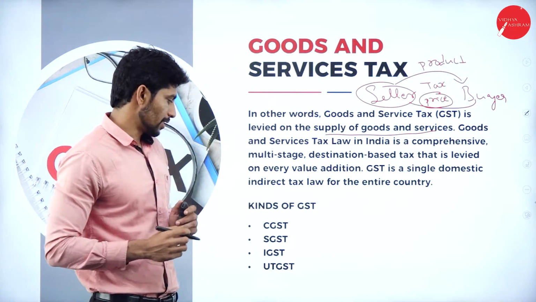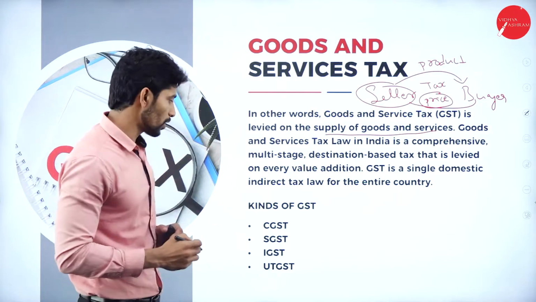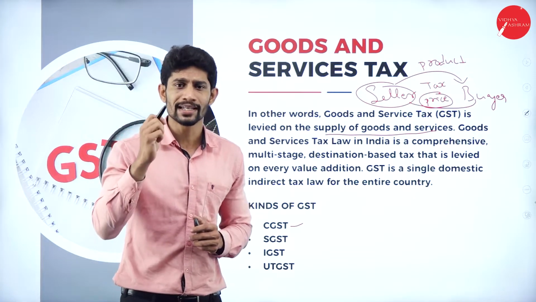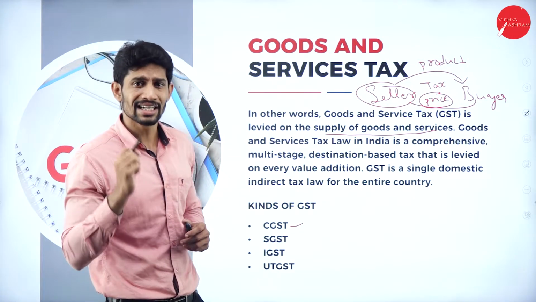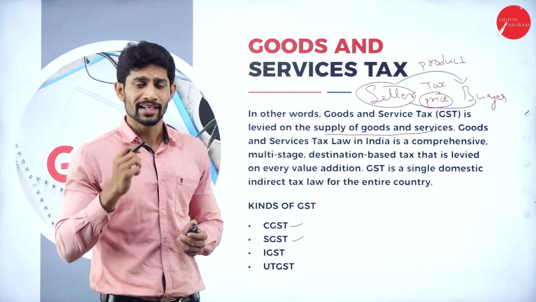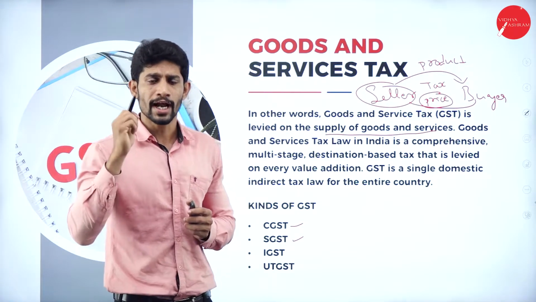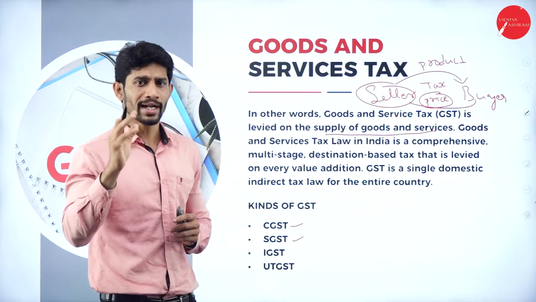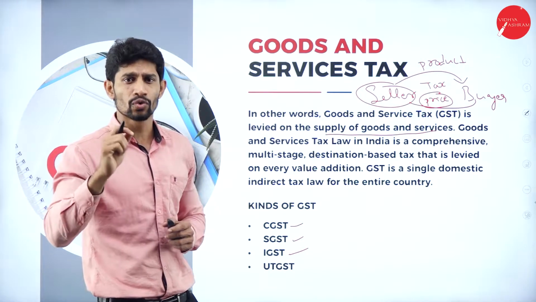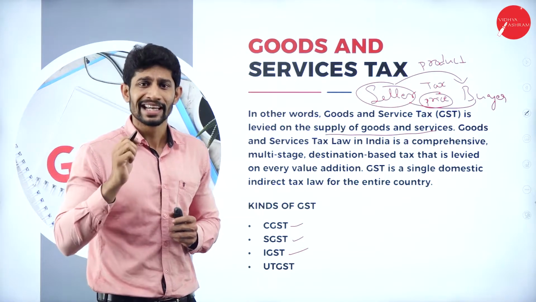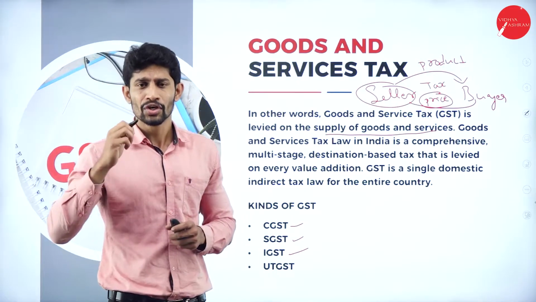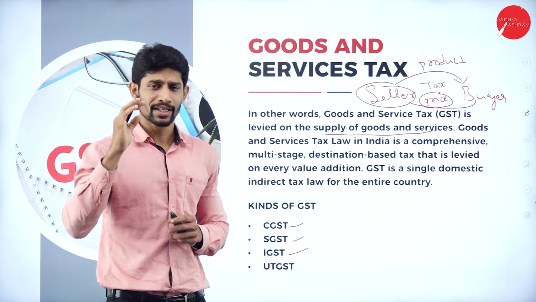And the kinds of GST. Mainly we have 4 types of GST. The first one is CGST, which is Central Goods and Service Tax. Second one, SGST. What is this SGST? SGST is State Goods and Service Tax. Next one, IGST. What is this IGST? IGST is Integrated Goods and Service Tax.